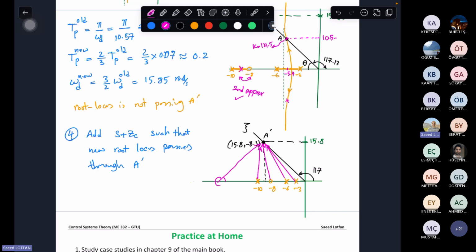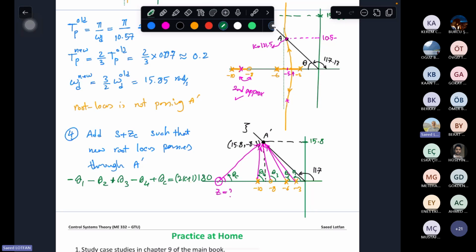And this is the new zero, which I don't know where it is. I have to do this. I should say that this is theta 1, theta 2, theta 3, theta 4, and theta of compensator. Theta 1 negative minus theta 2 negative minus theta 3 plus theta 3 minus theta 4 plus theta c should be (2k plus 1) times 180. Okay?